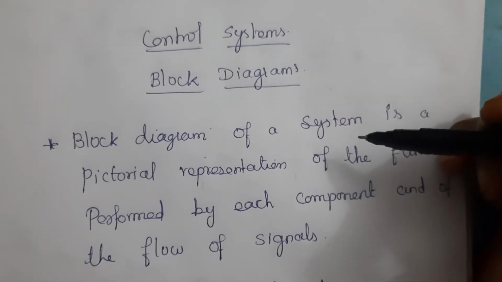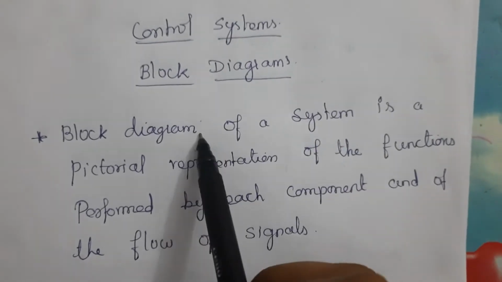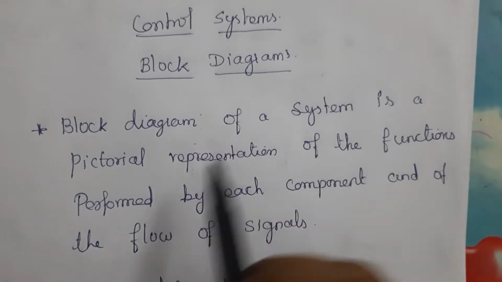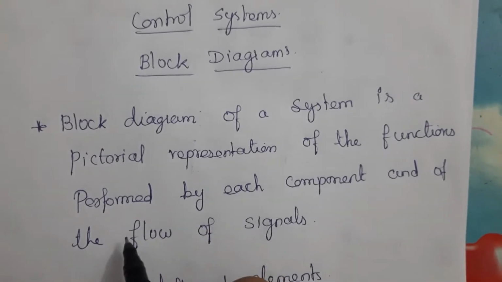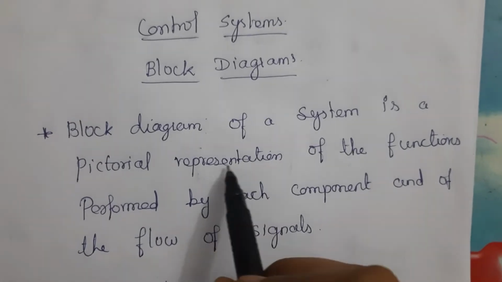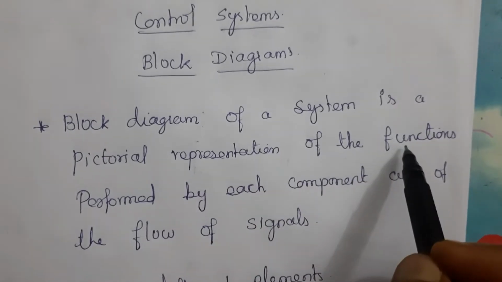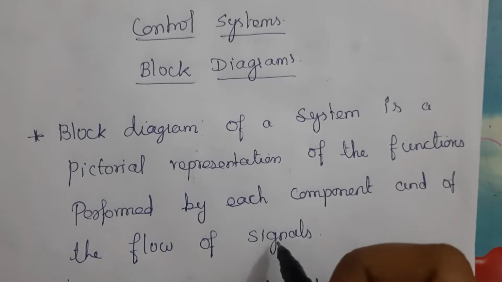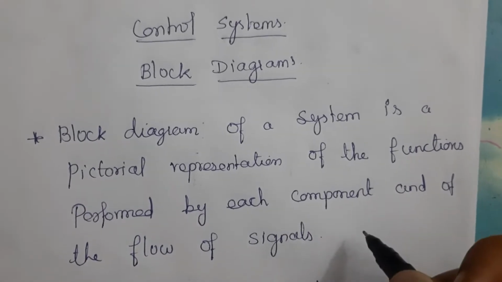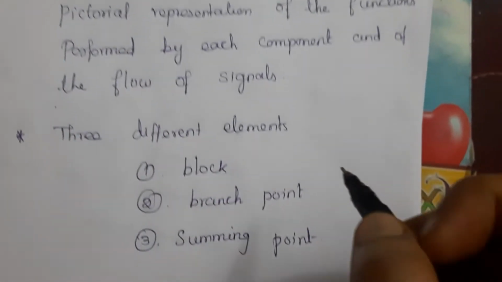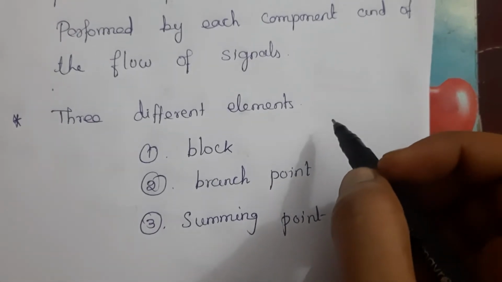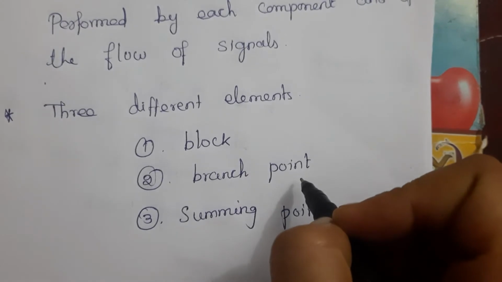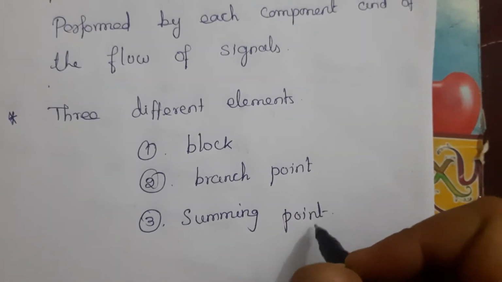So the definition of a block diagram: the block diagram of a system is a pictorial representation of the function performed by each component and of the flow of signal. It is a pictorial representation of the function performed by each component in the system and the signal flow between those components. There are three different elements in a block diagram. First one is block, second one is branch point, third one is summing point.